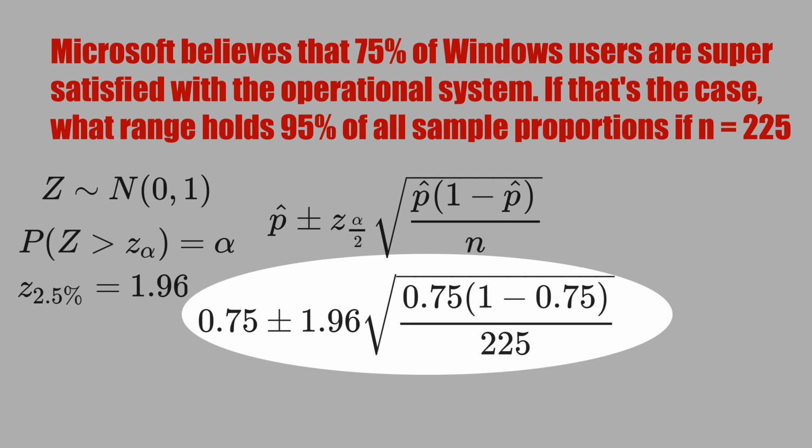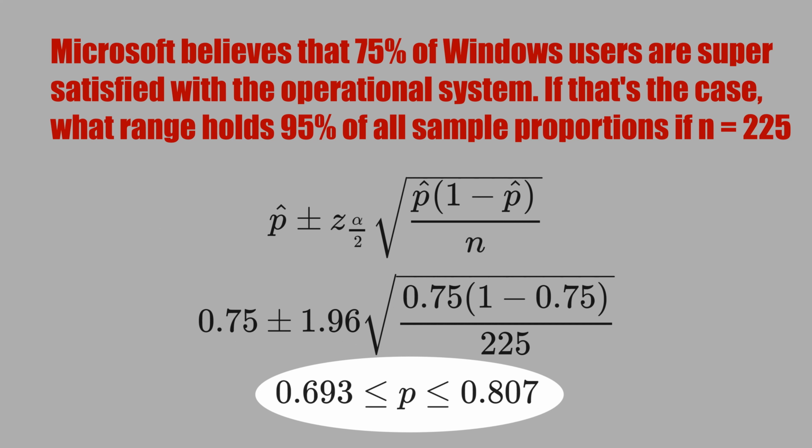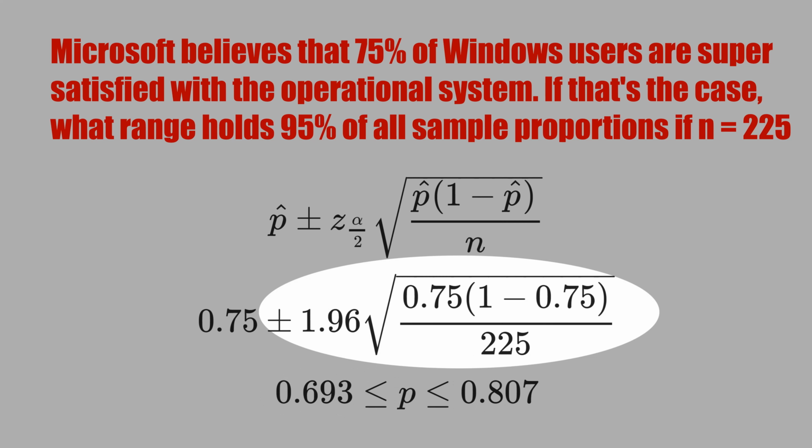Now, let's do this computation. The result is that the range of the 95% confidence interval for the proportion p is 70% to 80%. That means this part here is more or less 5%, and this is the margin of error, 5% below or above the mean.